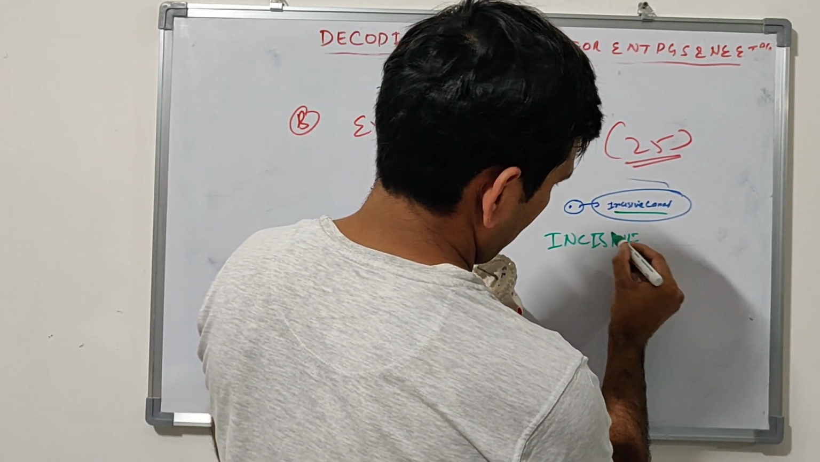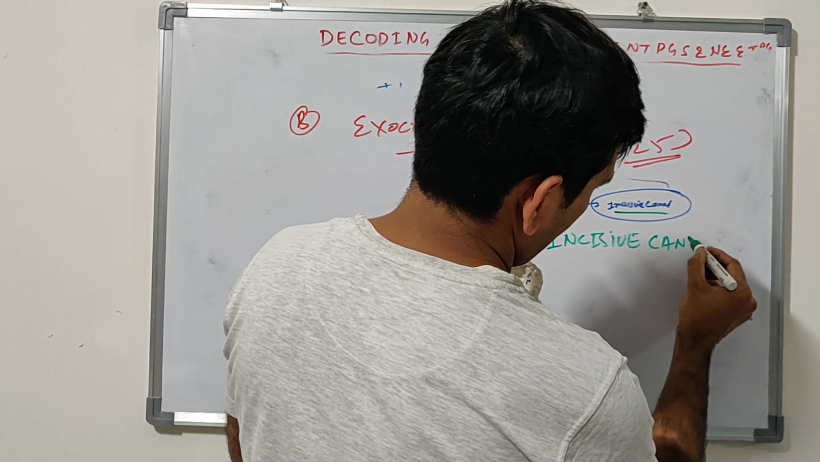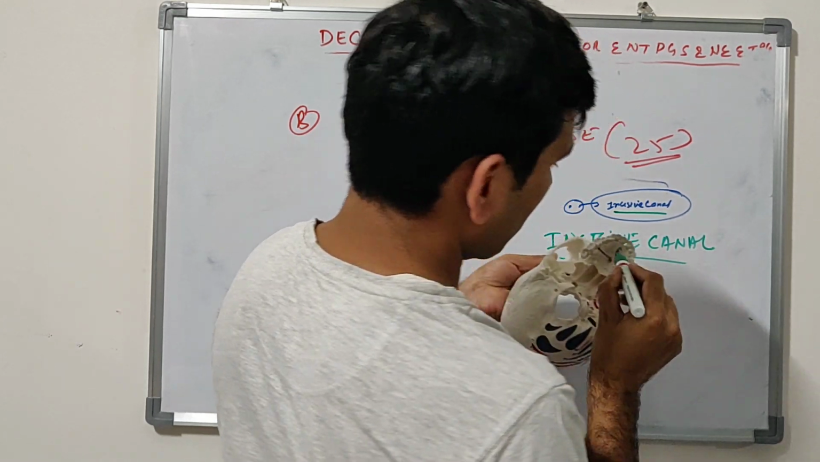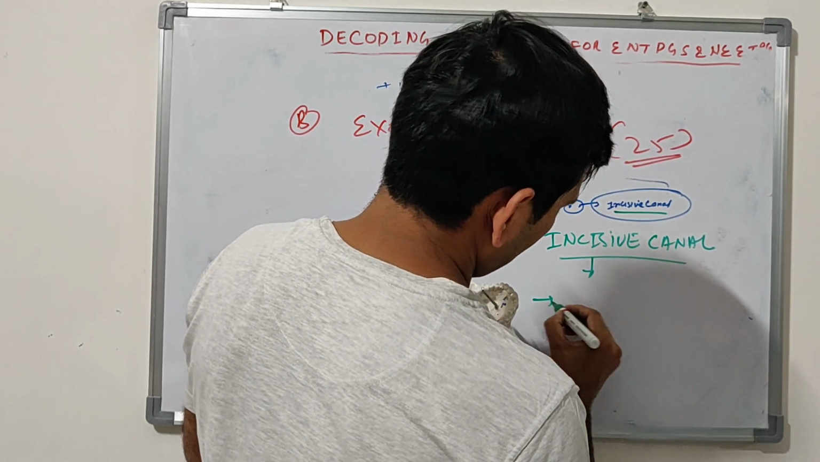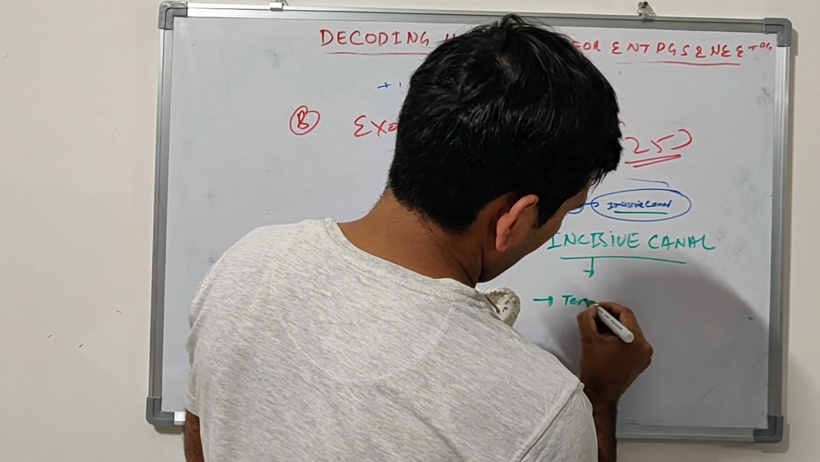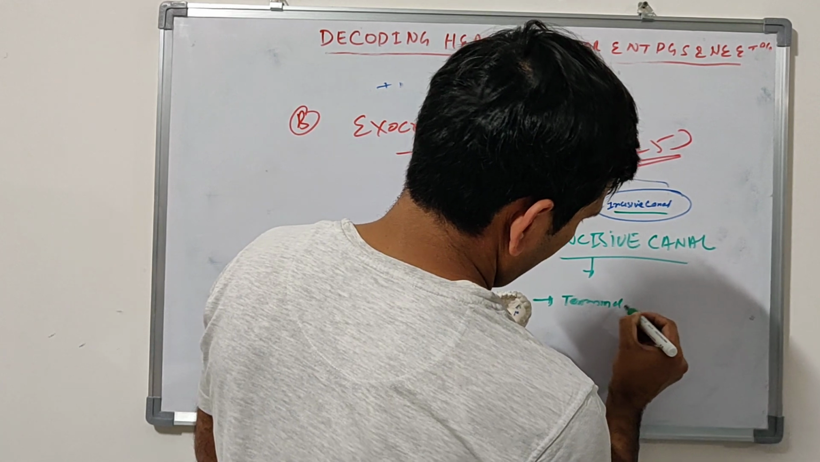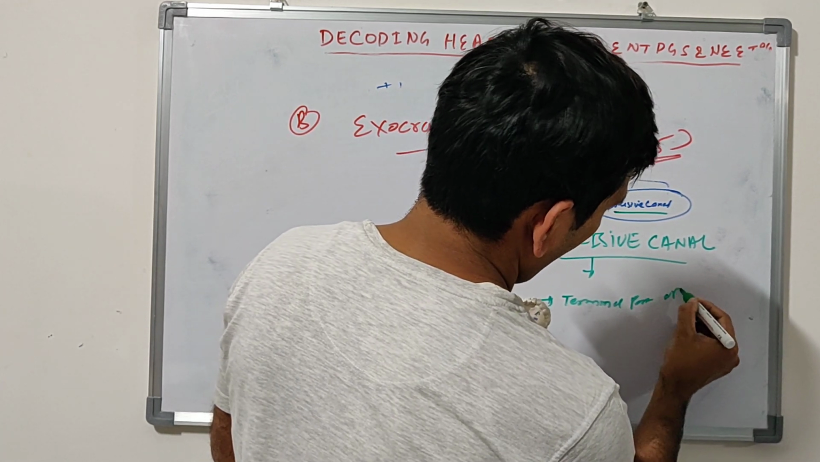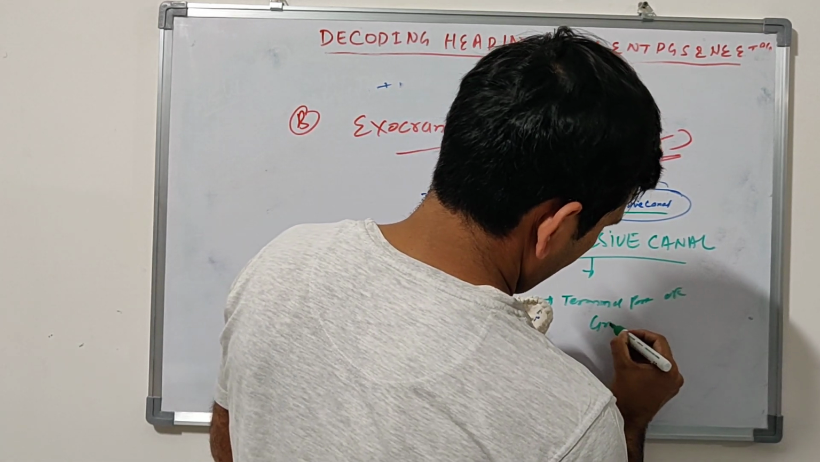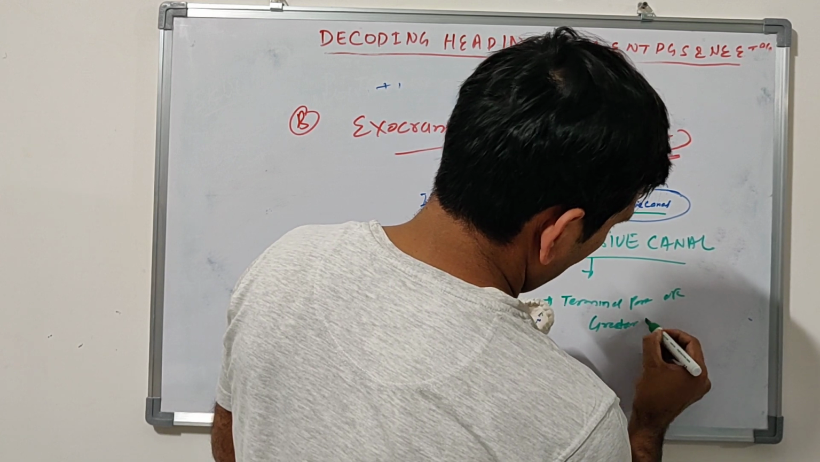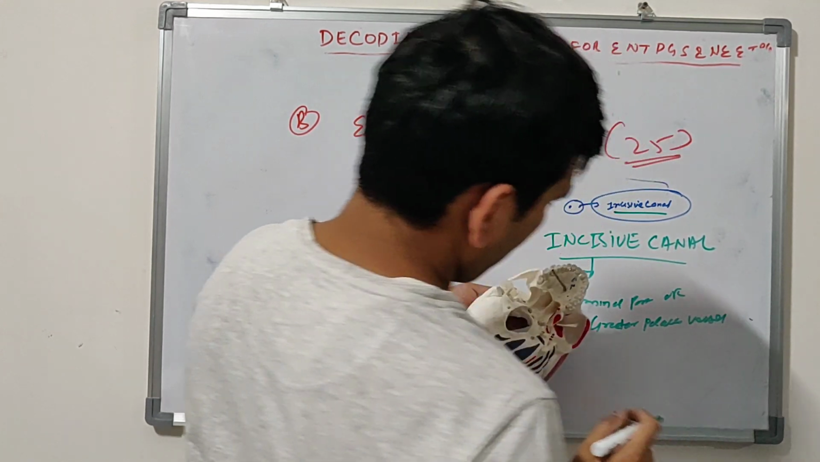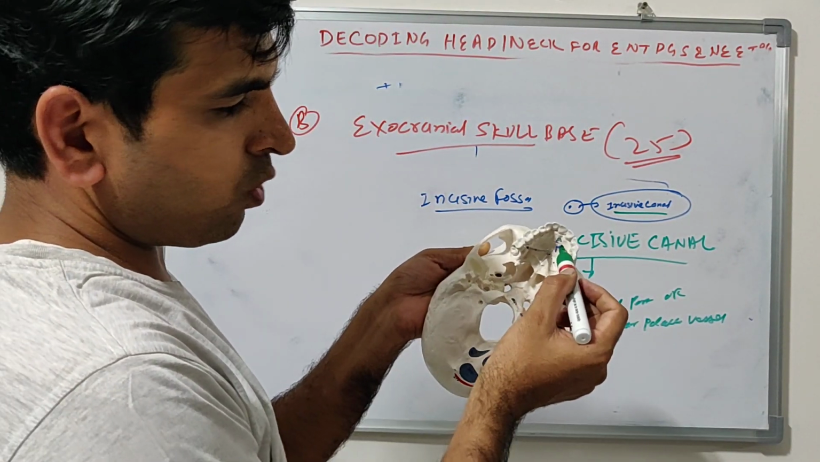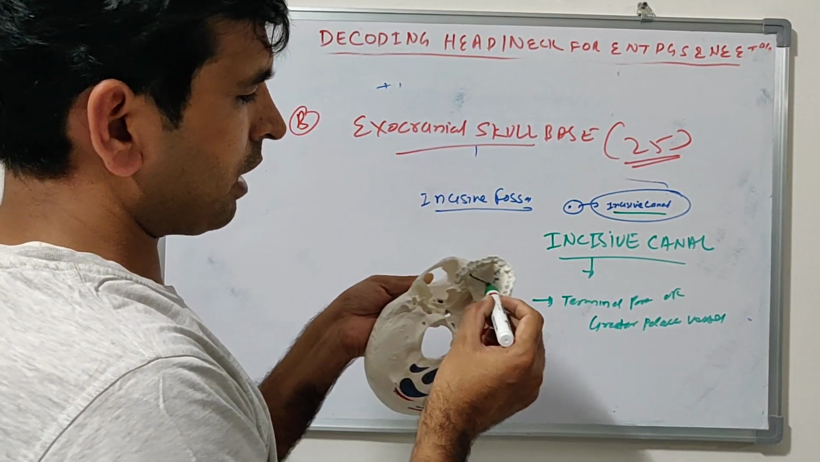So the structures passing through this incisive canal are the terminal part of the greater palatine vessels, which go through the palate to the nose. This is the terminal part.